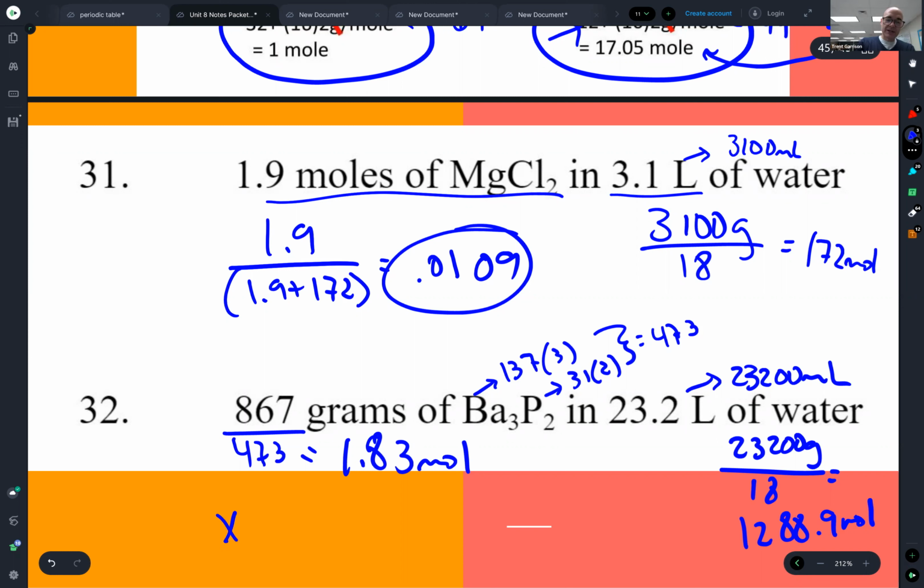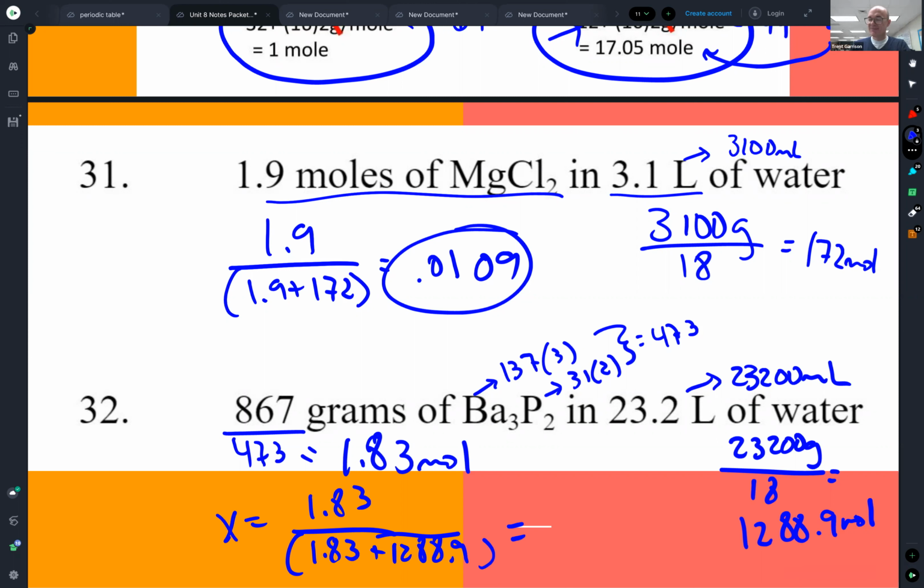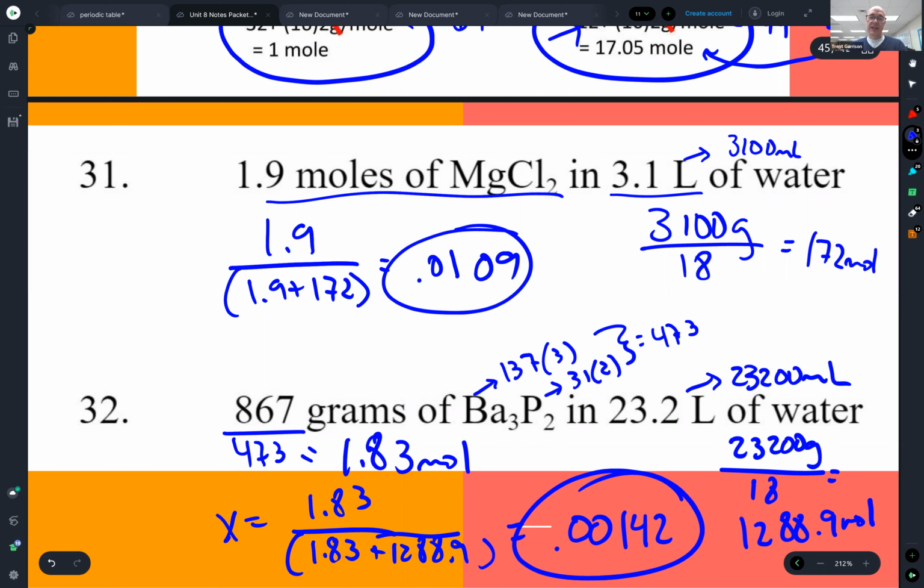So my mole fraction will be 1.83 divided by 1.83 plus 1288.9. That's a lot of difference. This is going to be a very small fraction. All right. And I get 0.00142.